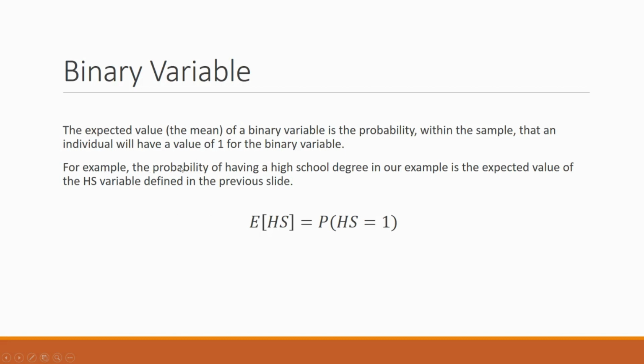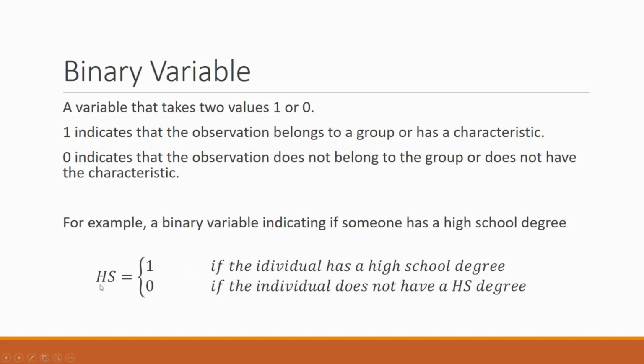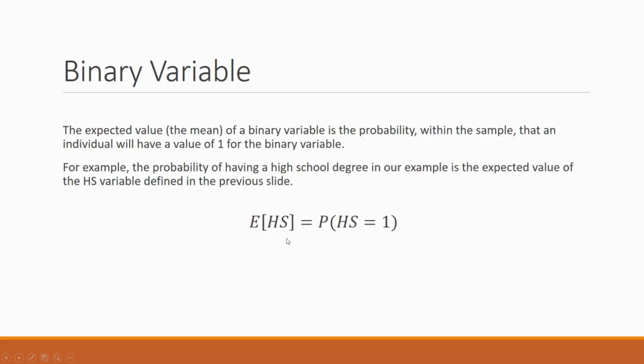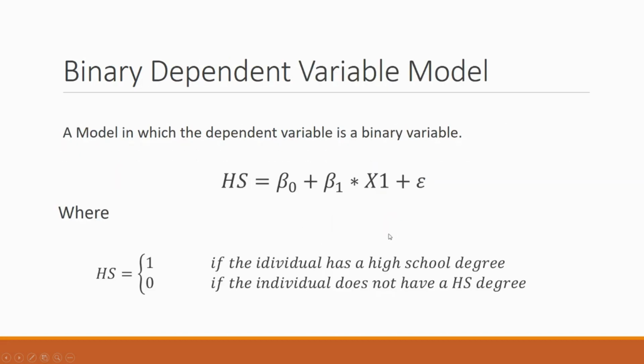All right, so for example, the probability of having a high school degree in our sample is the expected value of the high school variable defined in the previous slide. So here's our high school degree variable. The probability of having a high school degree in the sample population from our example is the expected value of that high school degree variable. Okay, so the probability that high school will equal 1. That's just a quick review conceptually.